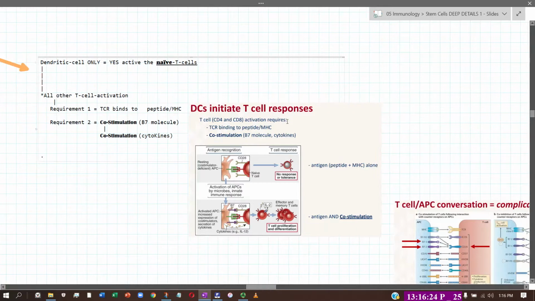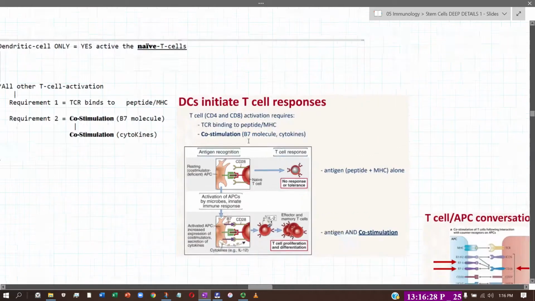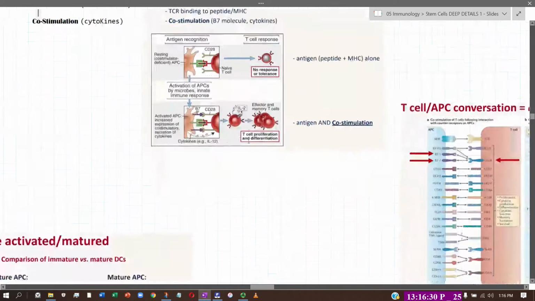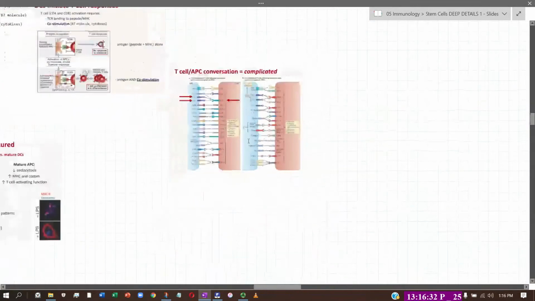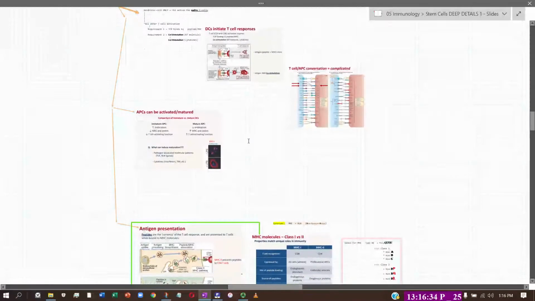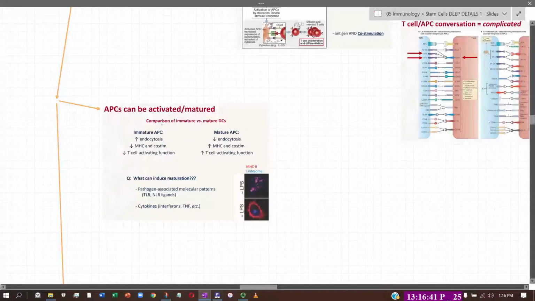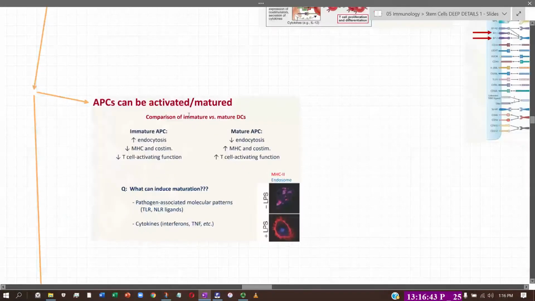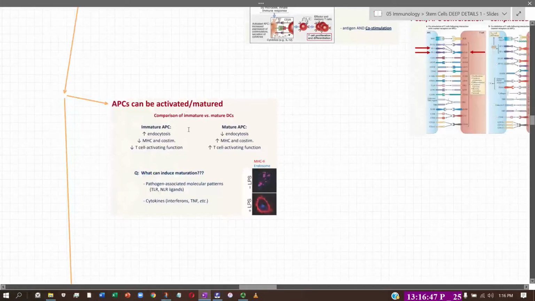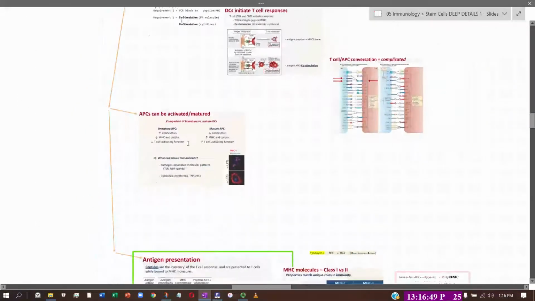Here you have information about dendritic cells initiating T cell responses. Cool, very nice. The conversation is complicated. Over here, APCs can be activated or matured. Yeah, this seems important, but there's no time now.